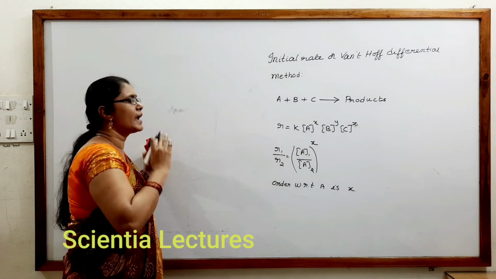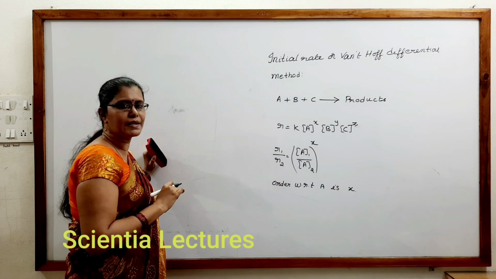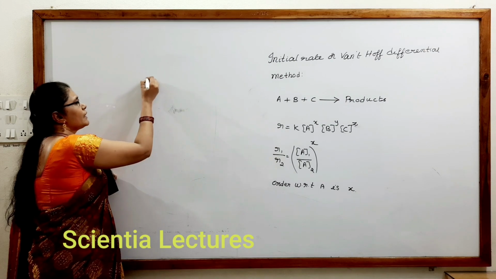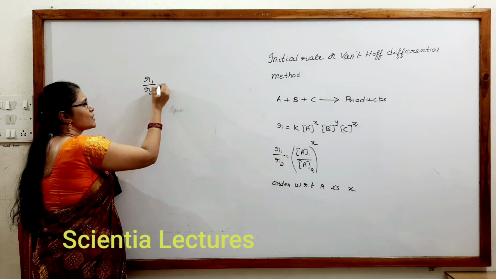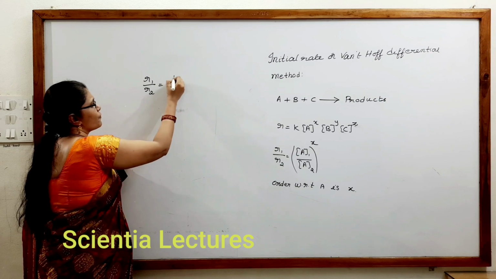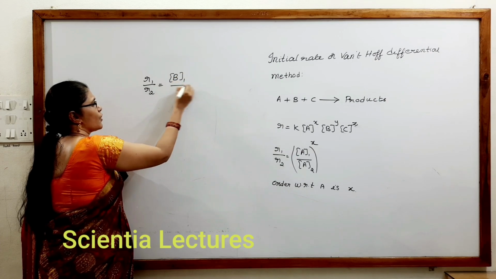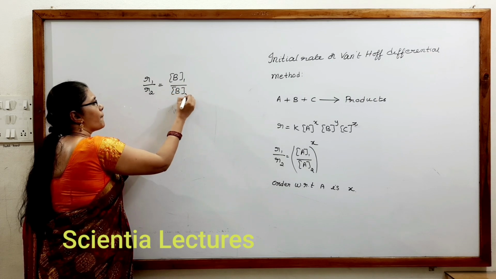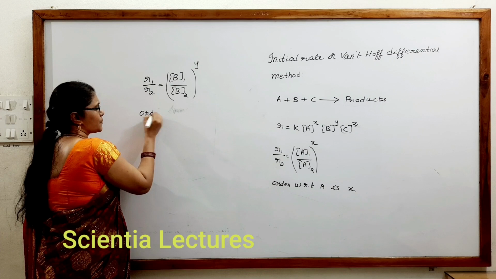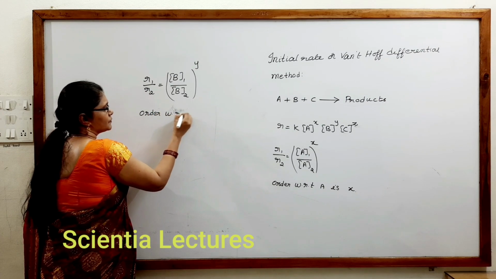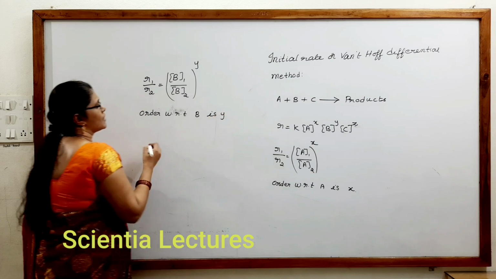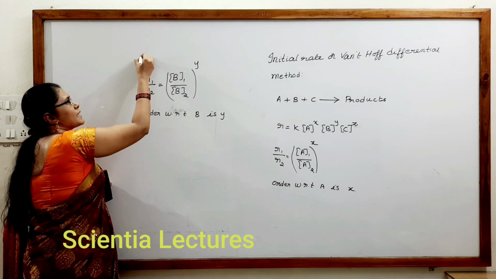Right. Now taking A and C concentrations in excess, varying only the concentration of B, what will we get? R1 by R2, only with varying the concentration of B, we will get concentration of B1 by B2 to the power of Y. Order with respect to B is Y.